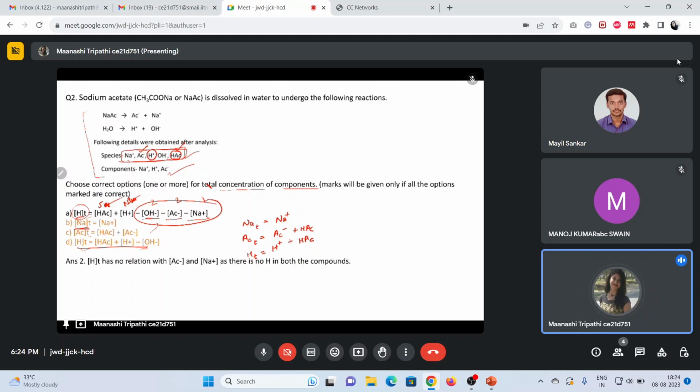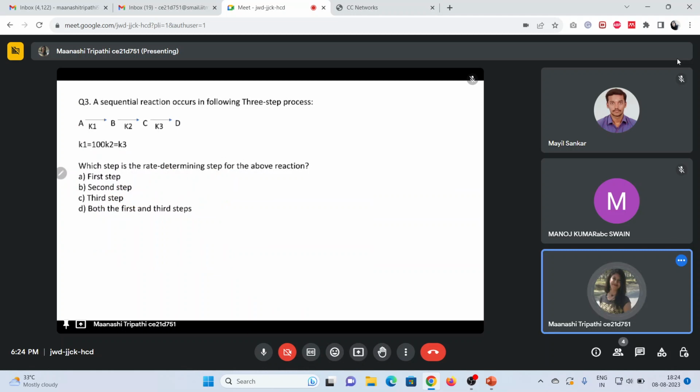Moving towards the next question. A sequential reaction occurs in the following 3-step process. So this is a sequential reaction. Here K1 is 100 times K2, which is equal to K3. Which is the rate determining step? As we know, the rate determining step is the slowest step. Please let me know which among these is the slowest step.